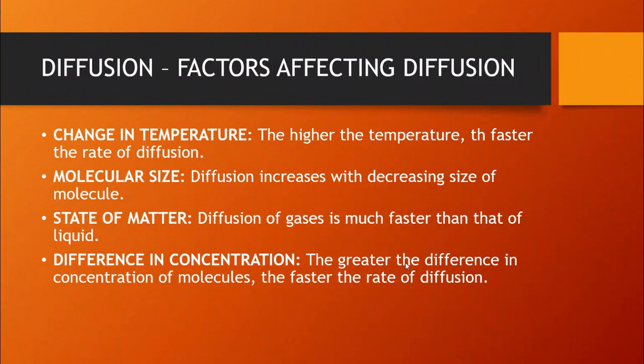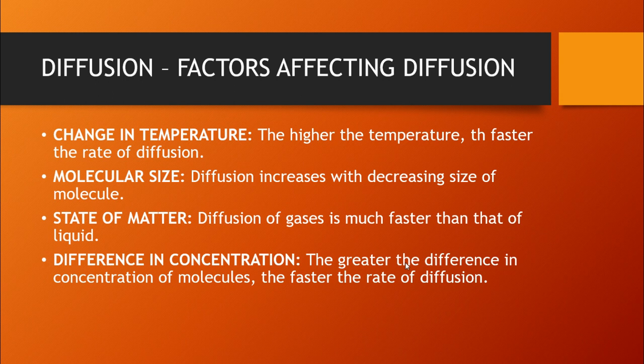So, factors affecting diffusion: change in temperature. The higher the temperature, the faster the rate of diffusion. That's normal. Particles are moving, right? And for particles to move, they need kinetic energy. Temperature is the measure of average kinetic energy of the particles. The higher the temperature, the higher the kinetic energy of those particles. Then the higher the kinetic energy, the faster they move. So the rate of diffusion depends on temperature, in the sense that increasing temperature increases the rate of diffusion.